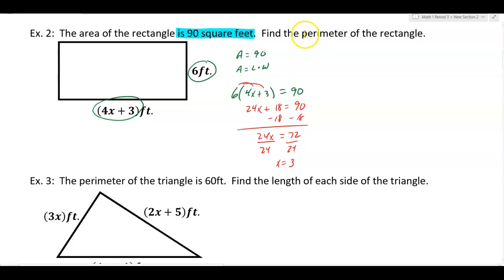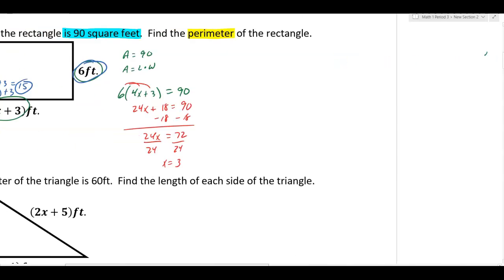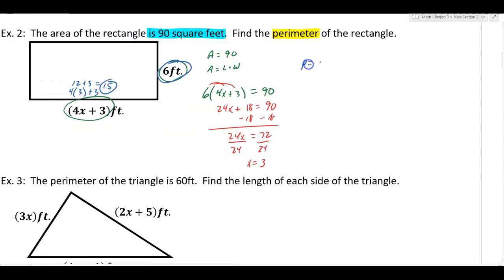Now what you have to know, they're asking for the perimeter. Well, in order to find the perimeter, I need to find the length of both sides. Well, we already know this side is 6. To find the length of the other side, I'm going to plug 3 in. 4 times 3 plus 3 would give me 12 plus 3, which is 15. So now, the perimeter is just going to be 15 plus 15 plus 6 plus 6, which gives you a perimeter of 15 plus 15 is 30, plus 6 is 36, plus 6 is 42 feet. And we are done.